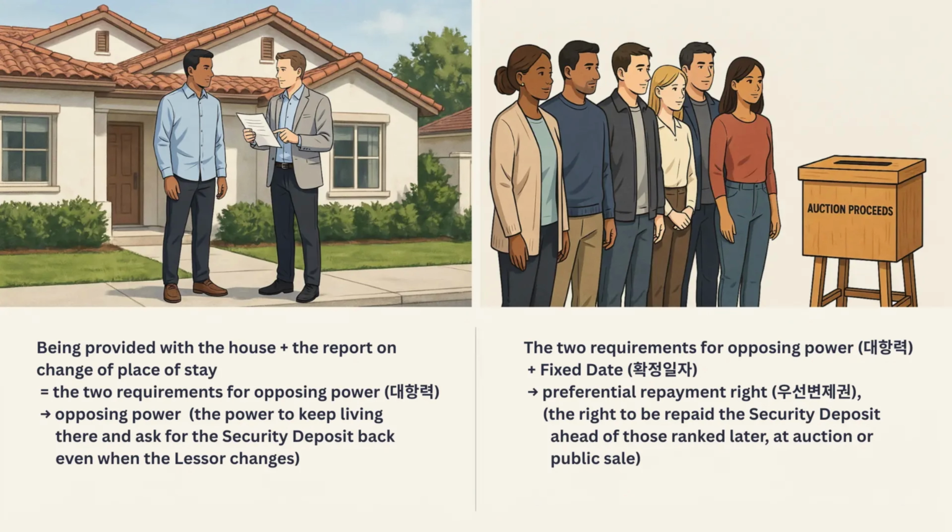The 2 rights are different. Being provided with the house and completing the report on change of place of stay create opposing power. That is the power to keep living there and to ask for the deposit back even when the lessor changes. From here on, these 2 will be called the 2 requirements for opposing power. Adding the fixed date creates the preferential repayment right. That is the right to be repaid the deposit ahead of anyone ranked later when the home goes to auction or public sale. The order is exactly what the fixed date adds.